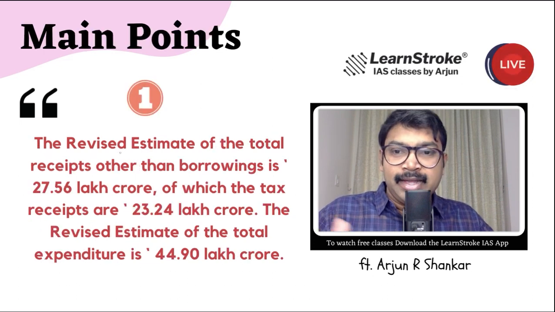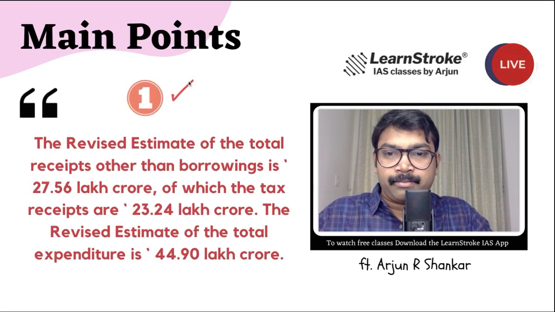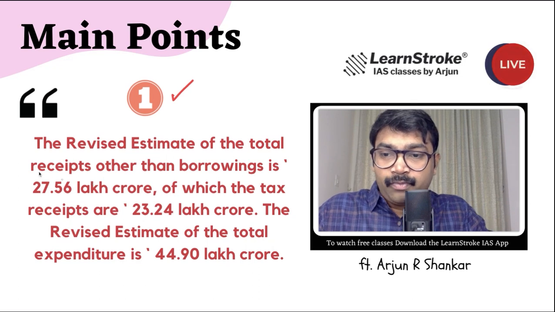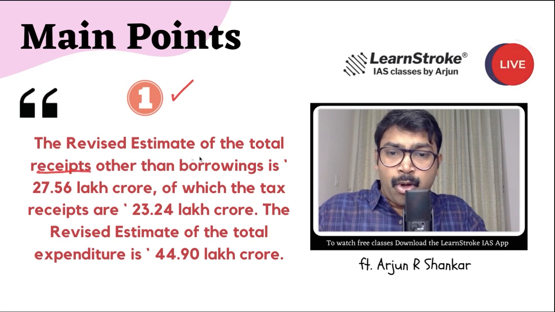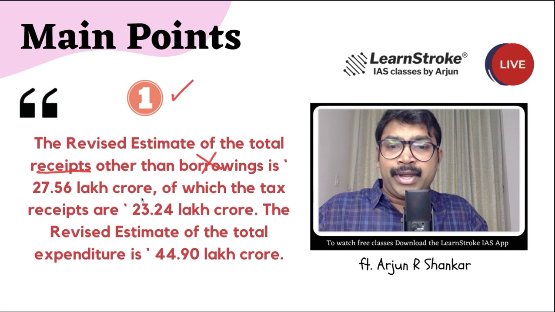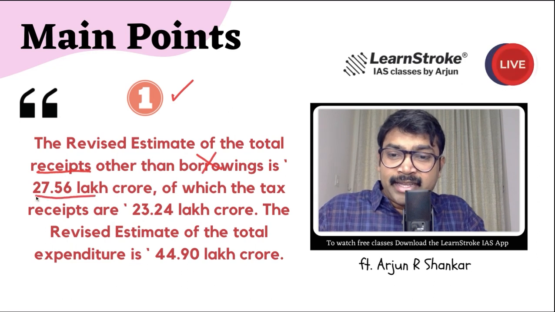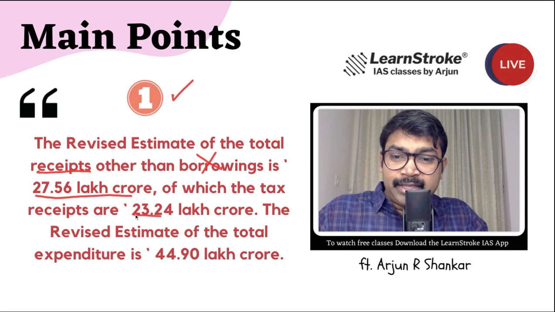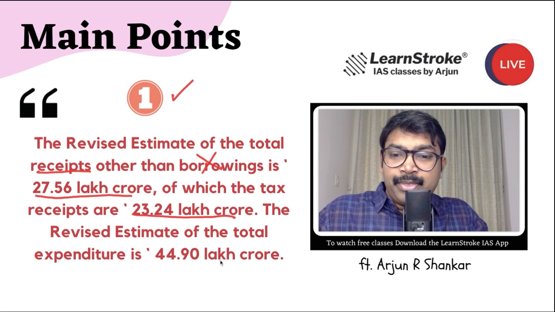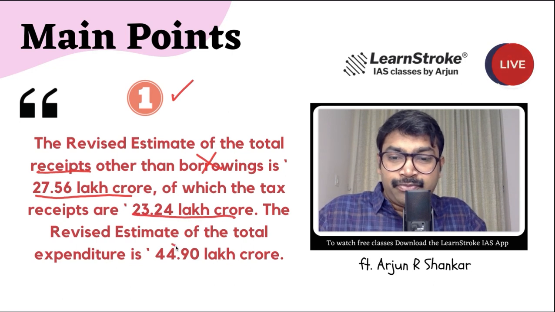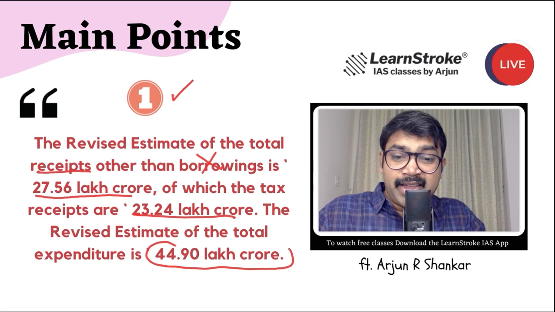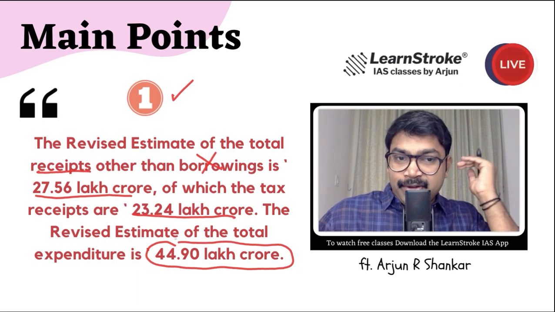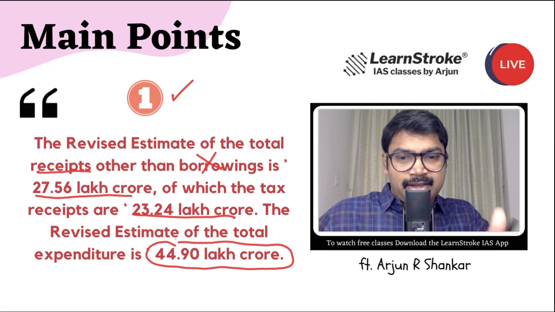So let's understand the number 1.1. The revised estimate of the total receipts other than borrowing. So borrowings are not included. Other than borrowing is 27.56 lakh crore, of which the tax receipts are almost 23.2 lakh crore. The revised estimate of the total expenditure is 44.9. This is just a revised expenditure. Okay, this is the adjustment based on the financial performance, and this is just a revised estimate.